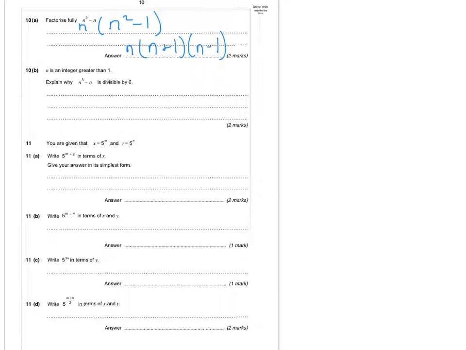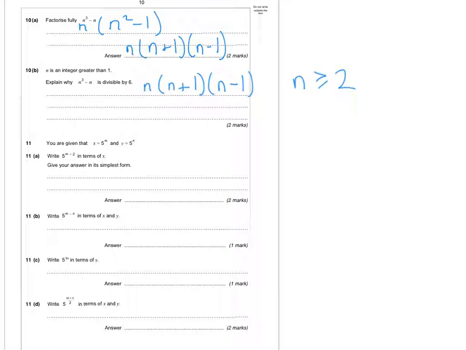Question 10b. n is an integer greater than 1, so it's a whole number more than 1. Explain why n cubed minus n is divisible by 6. So we've got n times n plus 1 times n minus 1. n is greater than or equal to 2.